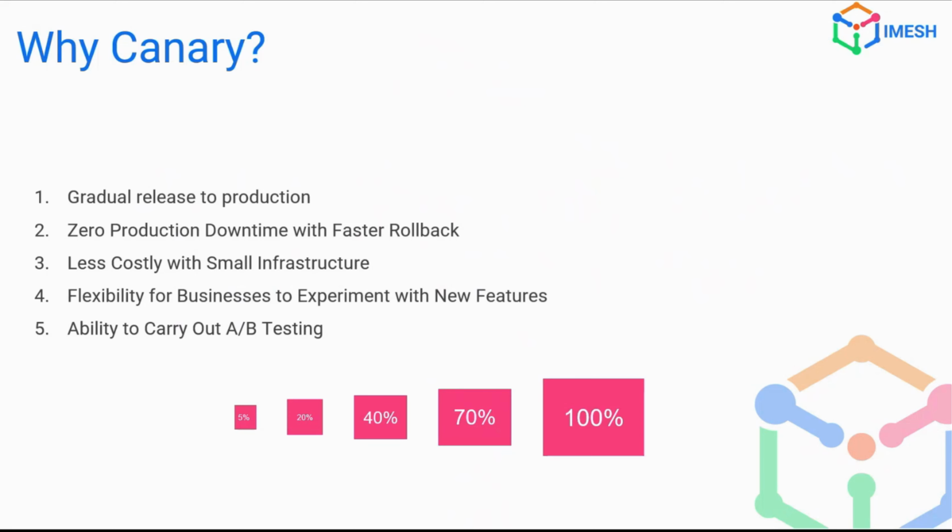So the first point says gradual release to production, as I mentioned earlier. We are shifting the traffic towards the new version gradually. Then we have zero production downtime with faster rollback. It means that if something goes wrong in the new version, if it's not stable, we can roll back easily without any production downtime, and we can even upgrade with zero downtime.